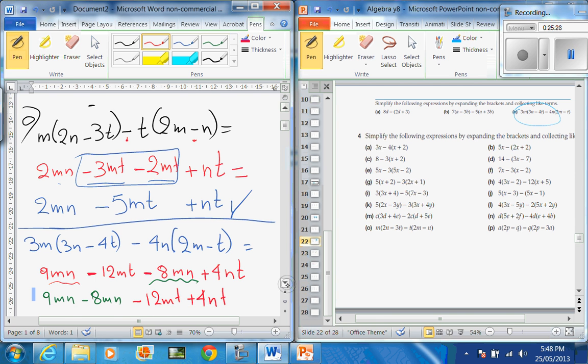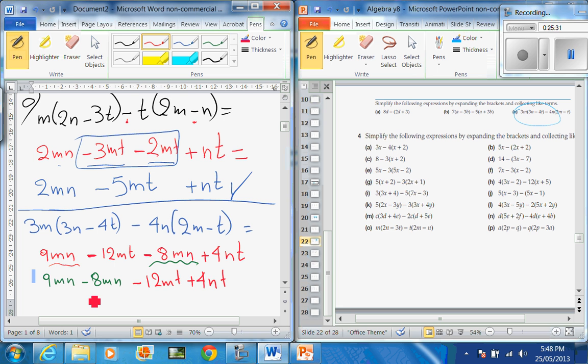Okay? So what happens here? How many mn's do I have? 9 take away 8 mn. So I have 1 mn. But remember, 1 is none. So I write mn. Take away 12 mt plus 4 mt. Are we okay with that? Perfect. Tick.